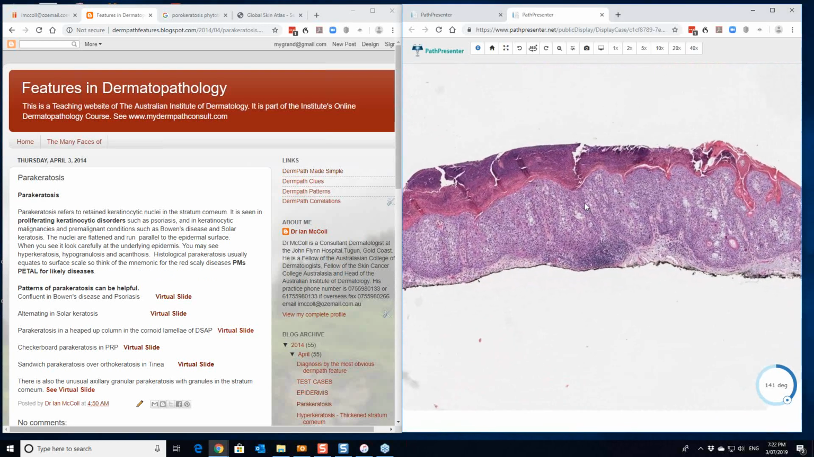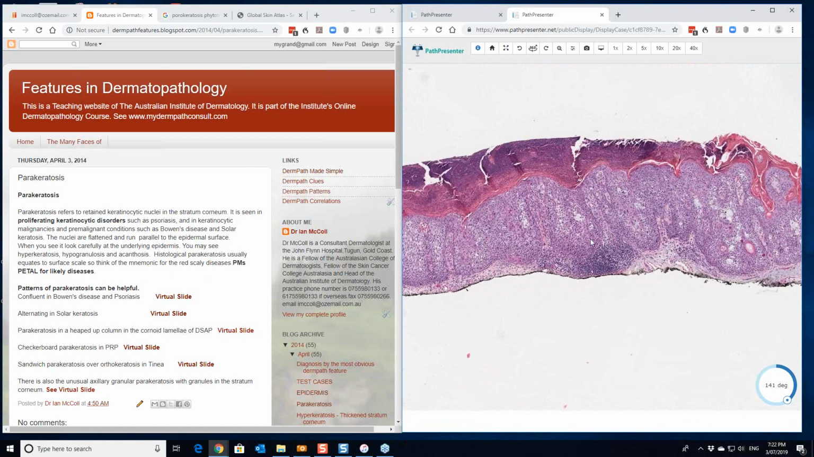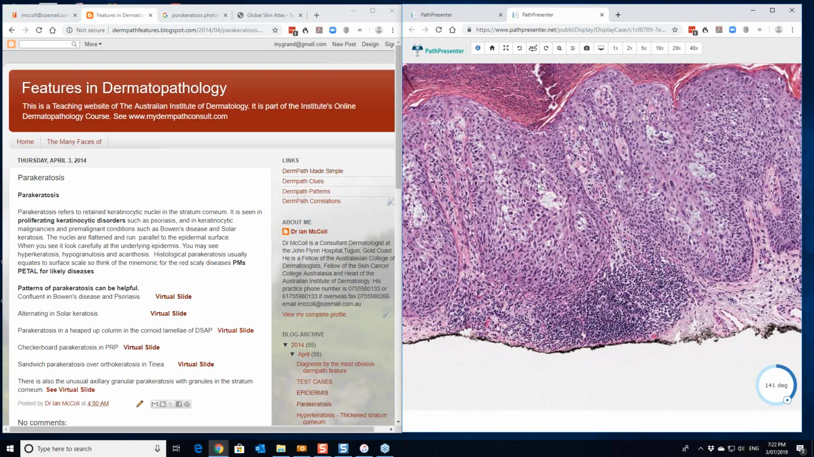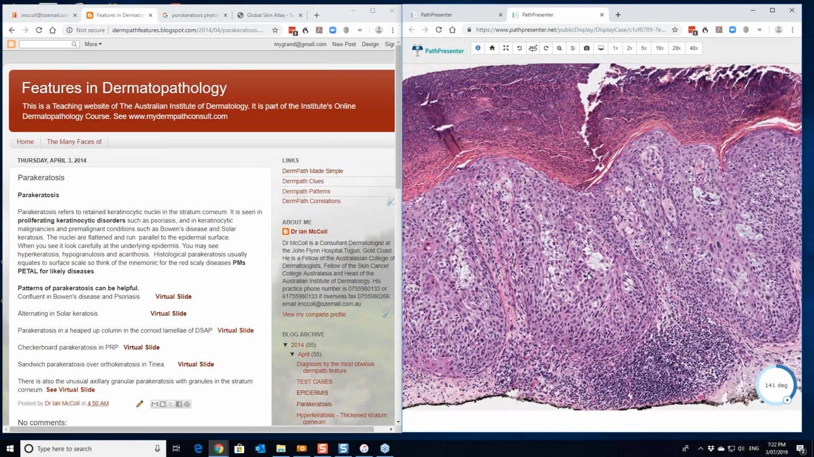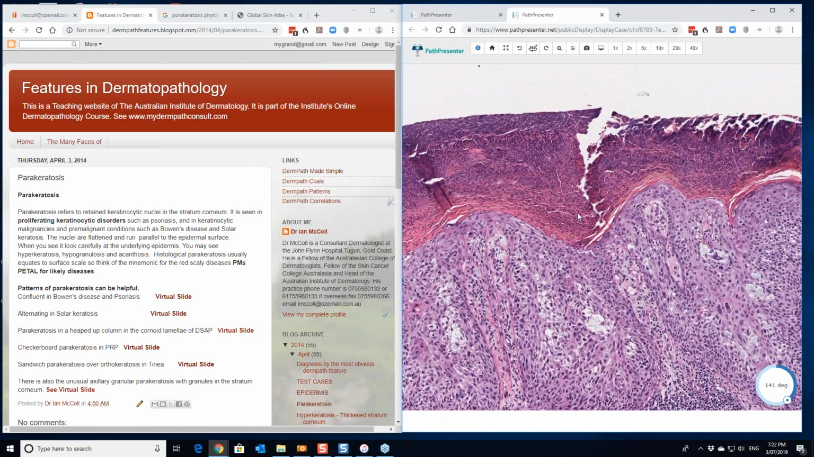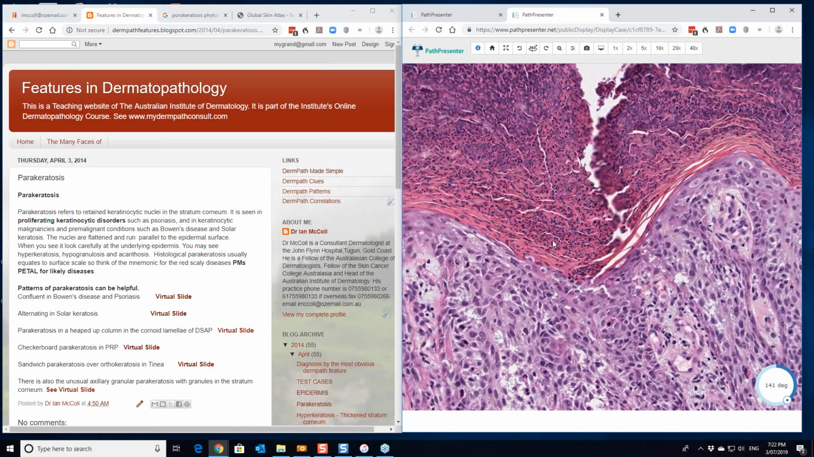Let's have a little look at this particular example. Now, this is the example of Bowen's disease. You can see the disorganization of the epidermis here. And when you get up to the overlying stratum corneum, you can see the retained nuclei, the parakeratosis here. There's a fair bit of retained material next to it, I think, on the surface of this. But these are the flattened nuclei that we're talking about in parakeratosis.